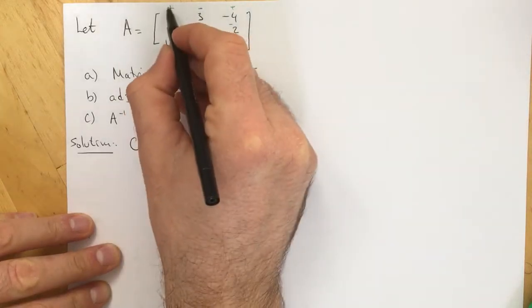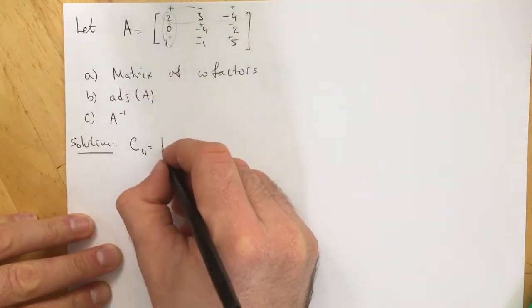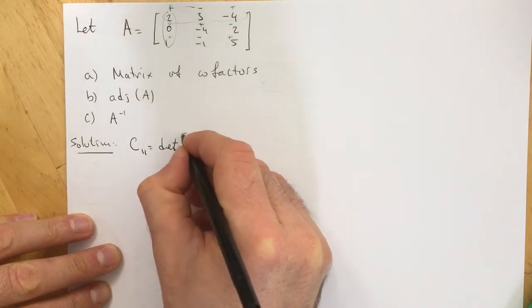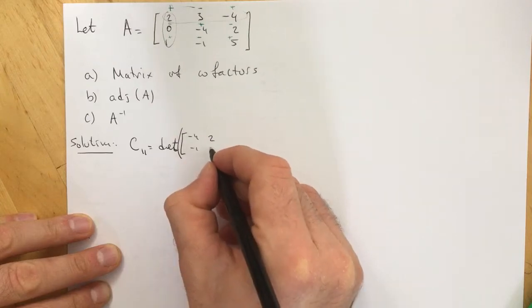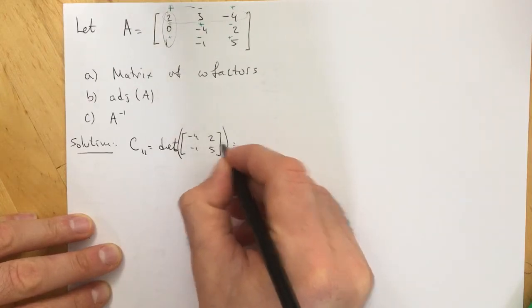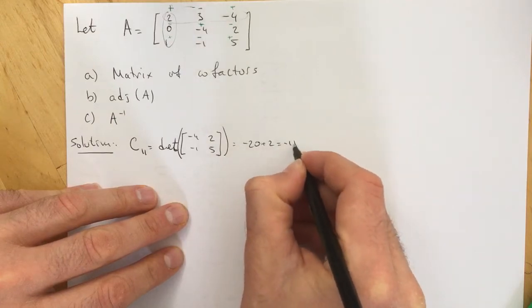is equal to positive, so I'm taking out the first column and the first row, is equal to the determinant of the matrix negative 4, 2, negative 1, 5. But this is a 2 by 2 matrix, so this is negative 20 plus 2, that's negative 18.